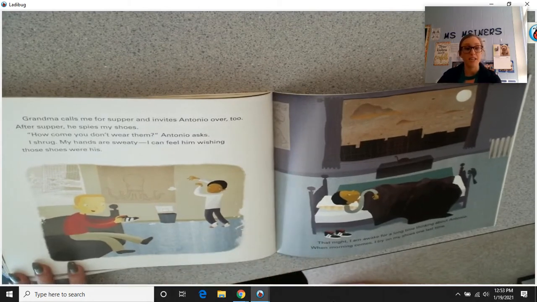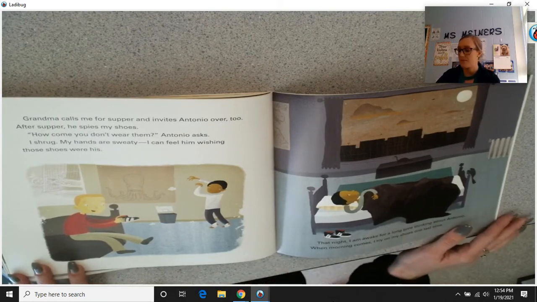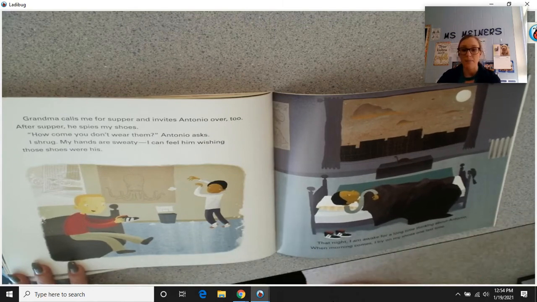Grandma calls me for supper and invites Antonio over too. After supper, he spies my shoes. How come you don't wear them? Antonio asks. I shrug. My hands are sweaty. I can feel him wishing those shoes were his. That night, I am awake for a long time thinking about Antonio. When morning comes, I try on my shoes one last time.